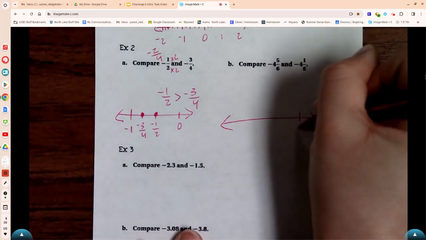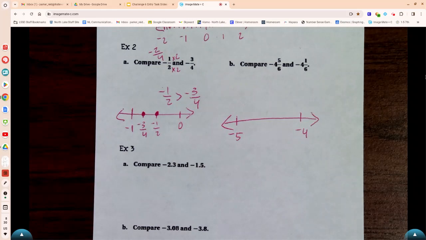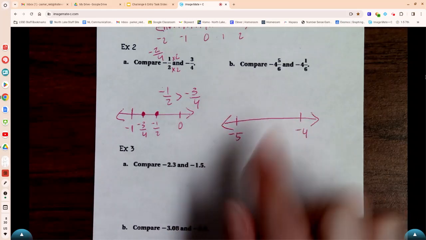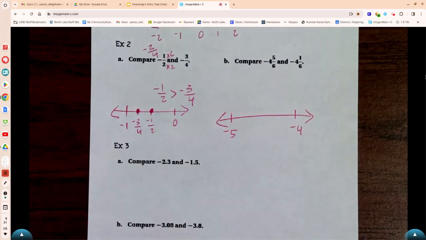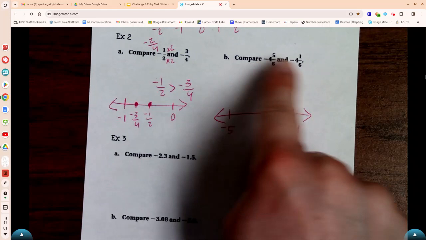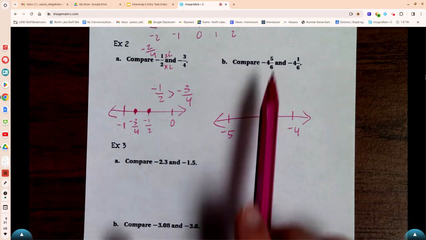So I'm going to put negative 4 here and negative 5 over here because I know these both fall somewhere in between negative 4 and negative 5. And what should I split this space of 1 into? Like what fraction or decimal should I split it into? Based on what they say. What do I want to split that into? What do you think? Grayson? 6, because I need to graph 5/6 and 1/6.